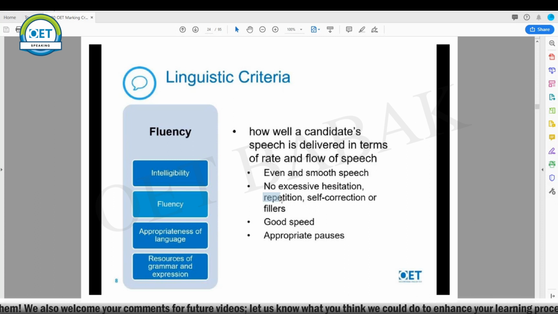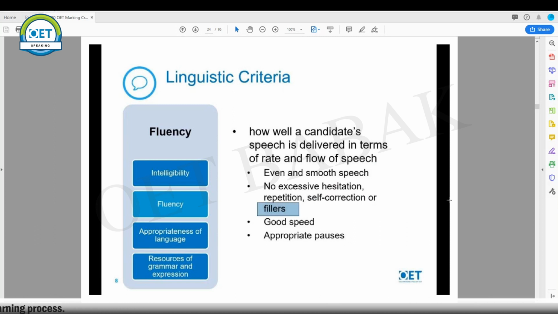No excessive repetition. Yeah, this is obvious. Self-correction: you say something and then correct yourself. Sometimes you do that even if you're a native speaker, and that's fine if you self-correct once or twice, but not excessively. Okay? And fillers.